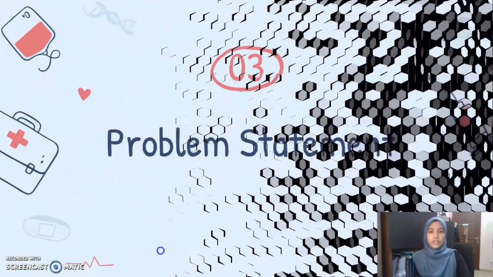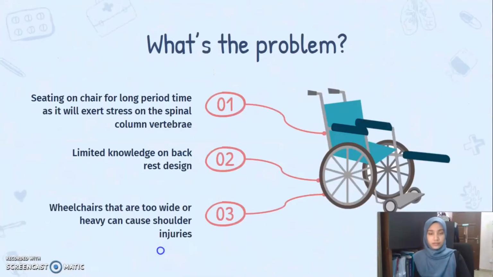Next, what's the problem in this project? First, sitting on a chair for a long period of time will exert stress on the spinal column vertebra. Second, limited knowledge on backrest design based on previous studies. Third, wheelchairs that are too wide or heavy can cause shoulder injuries. The problem is about the ergonomics.